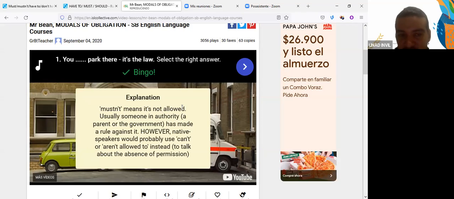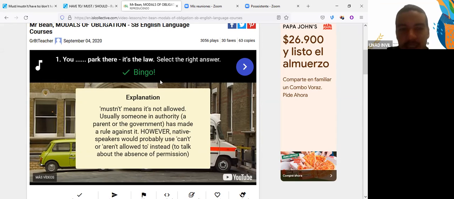Now we're going to see the explanation why mustn't is the correct option. Mustn't means is not allowed. Usually someone in authority, a parent or the government, has made a rule against it. However, native speakers would probably use can't or add an allowed to instead, to talk about the absence of permission.